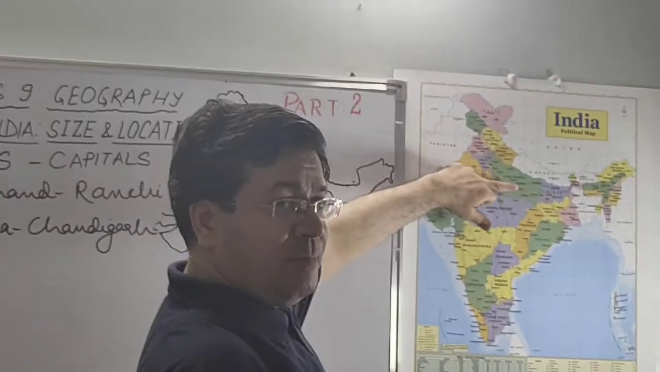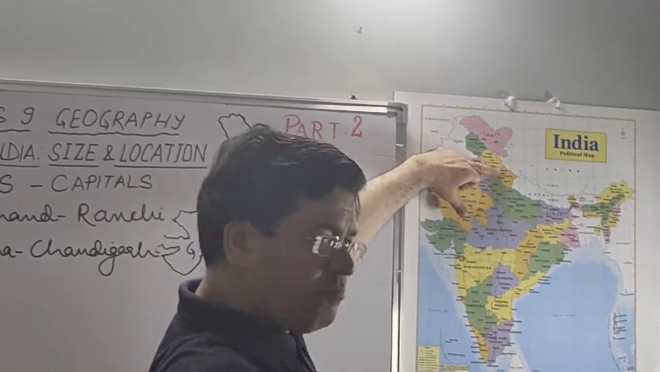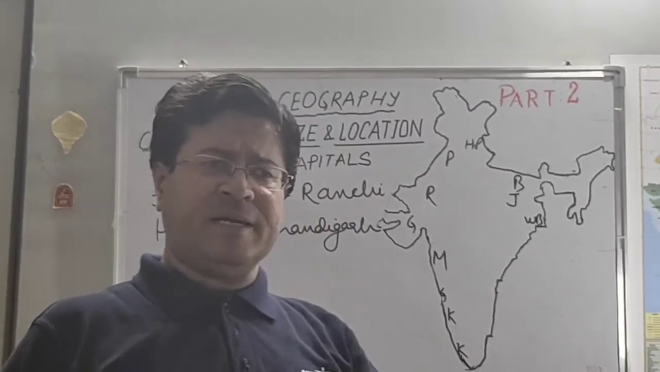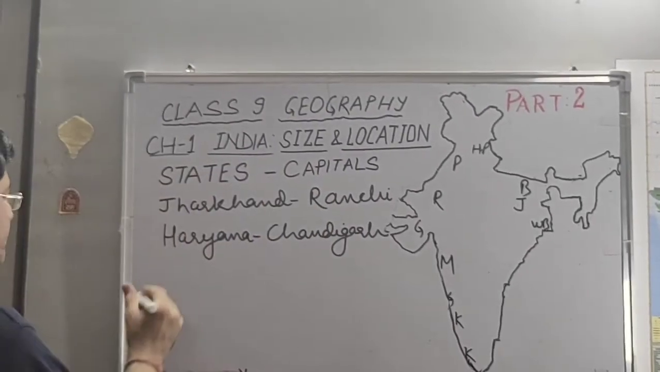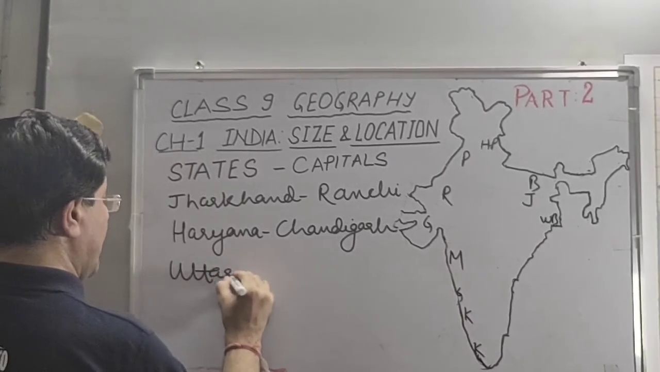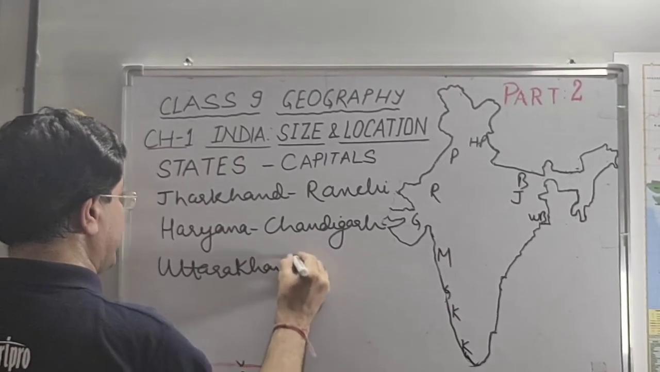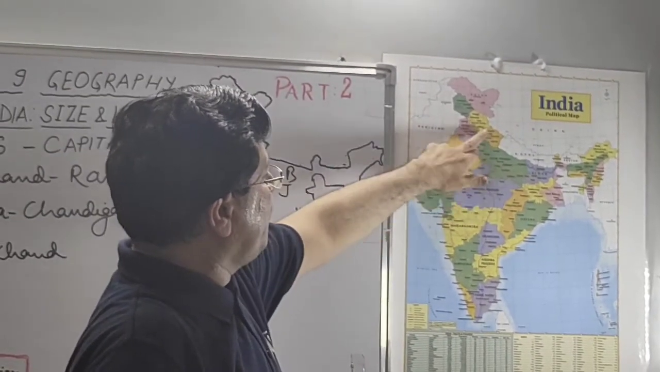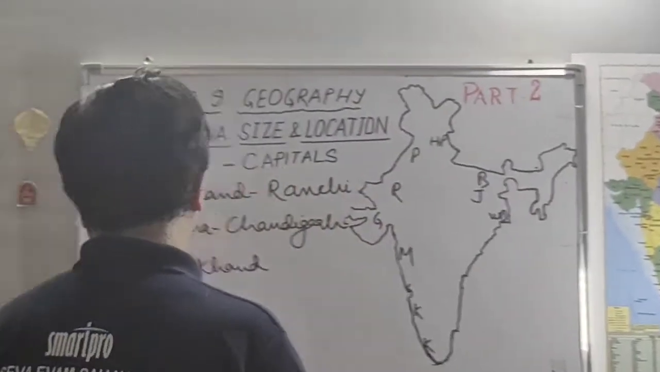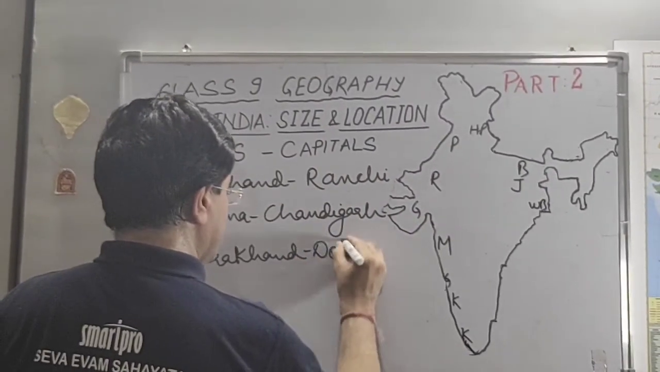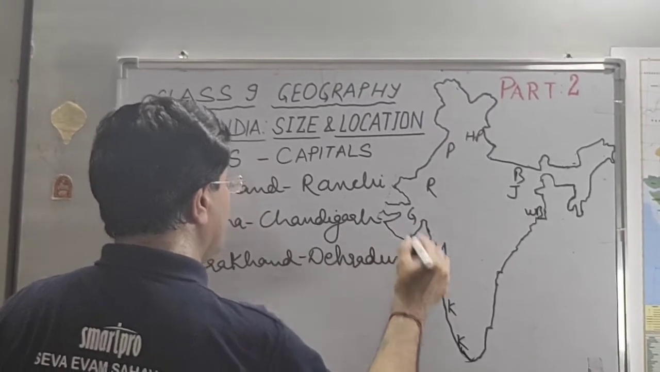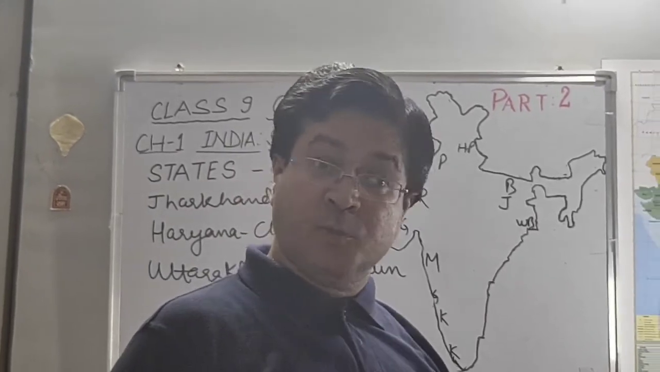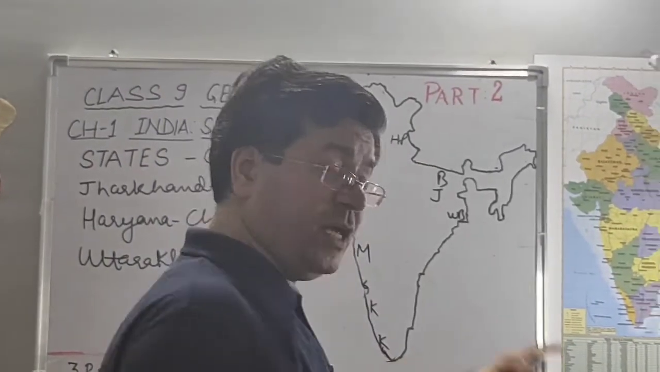And one more state which was separated from Uttar Pradesh is Uttarakhand. Earlier it was known as Uttaranchal, but later it was named Uttarakhand. Again, we can easily remember its location: in the north of Uttar Pradesh we have Uttarakhand, and its capital is Dehradun, which is one of the dunes of the Himalayas. Dunes are longitudinal, flat-bottomed, beautiful valleys in the Himalayas.